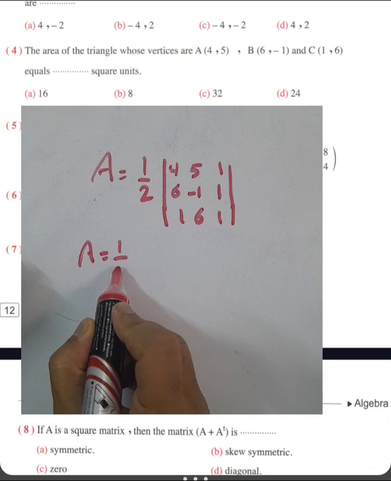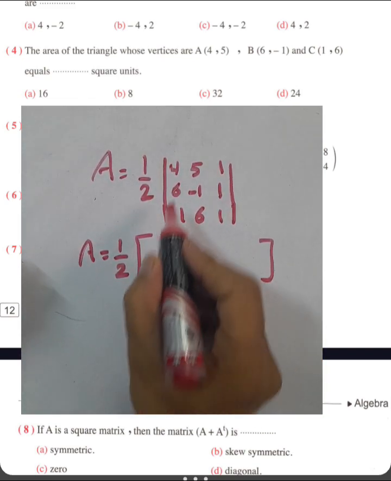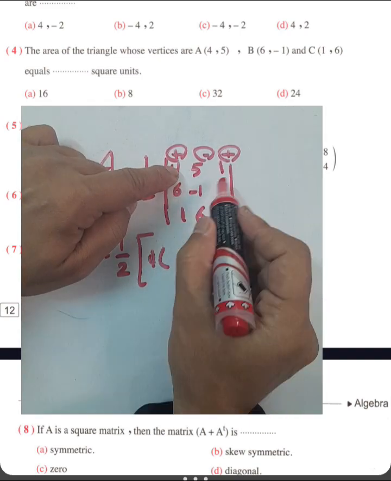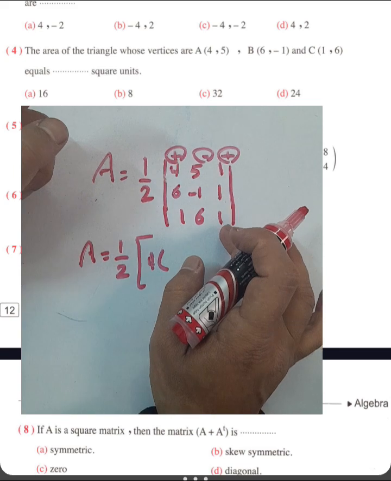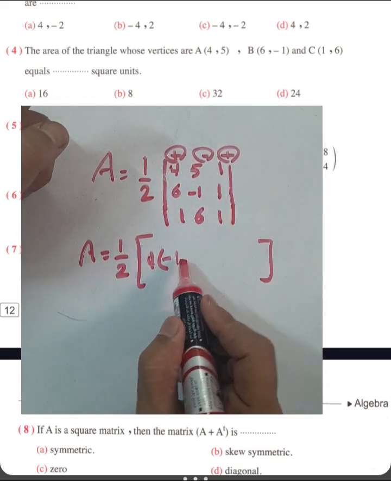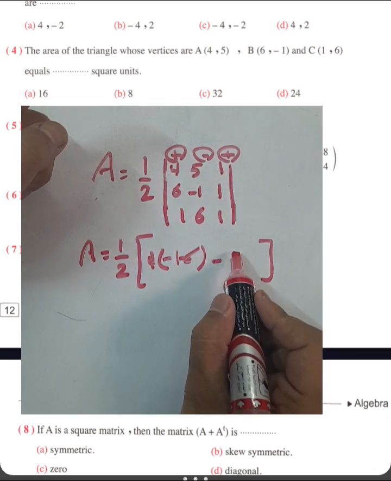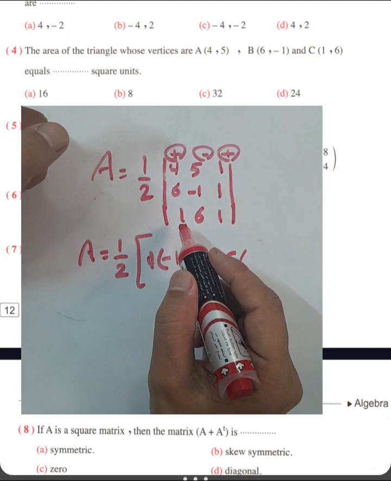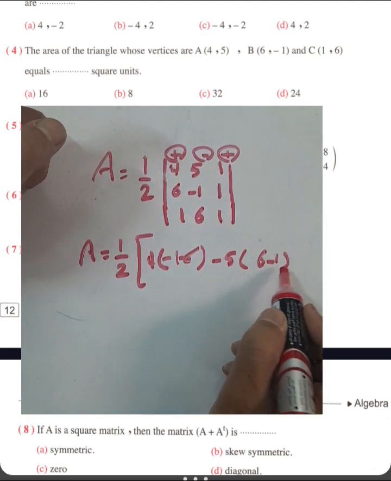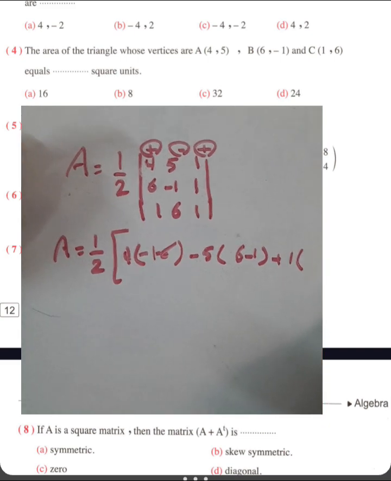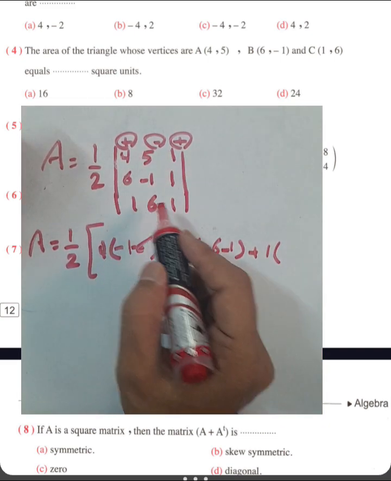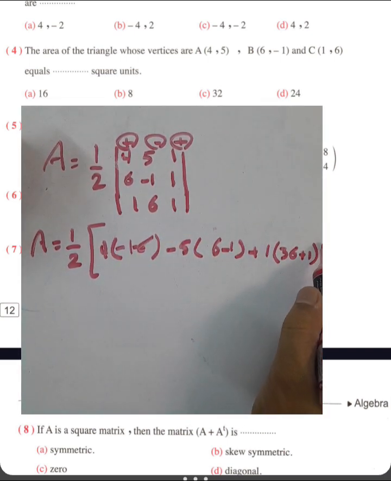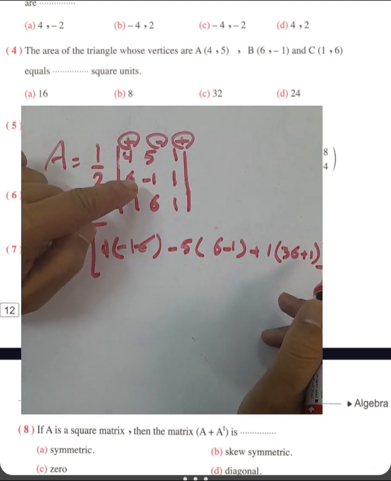The area equals half, and the result here can be positive or negative. Write 4, cancel the horizontal and vertical: negative 1 times 1 will be negative 1, 1 times 6 equals 6. Subtract by 5, cancel the horizontal and vertical, and write 6 times 1 equals 6. Subtract by 1 plus 1. Cancel them: 6 times 6 is 36. Negative 1 times negative 1 will be positive 1. Negative times negative equals positive.